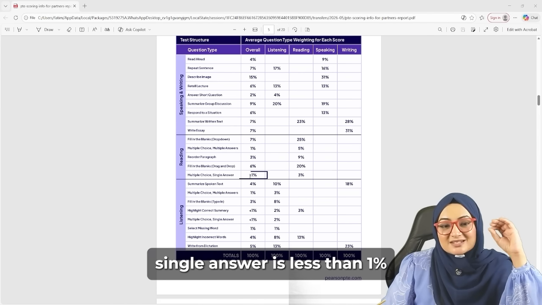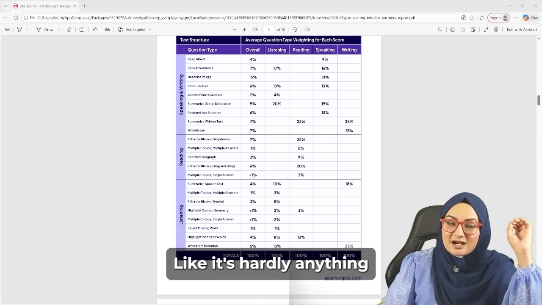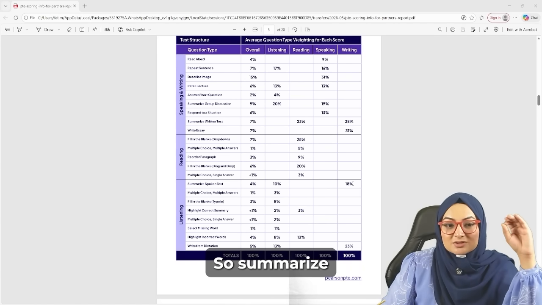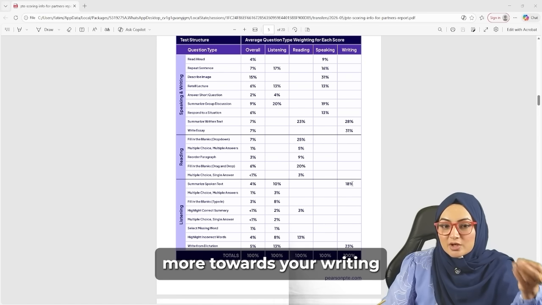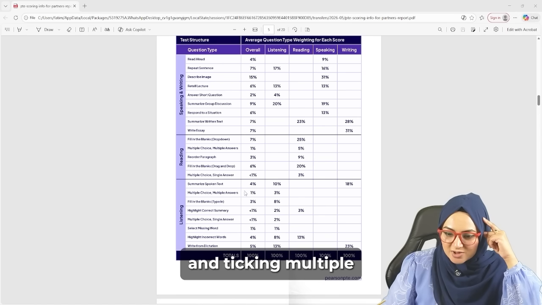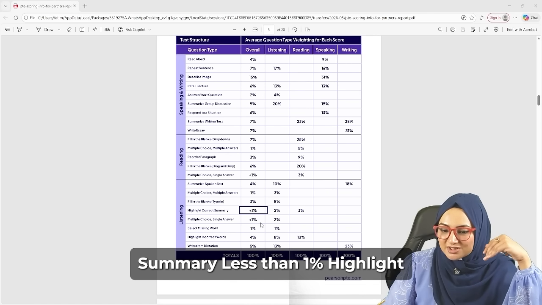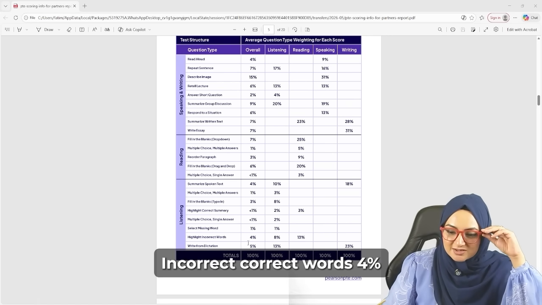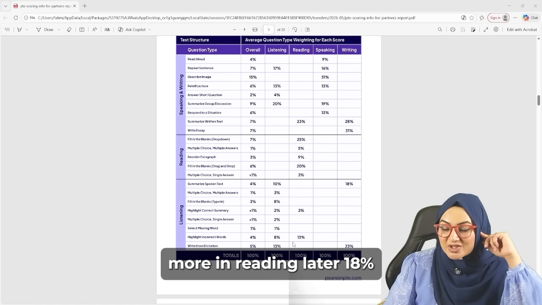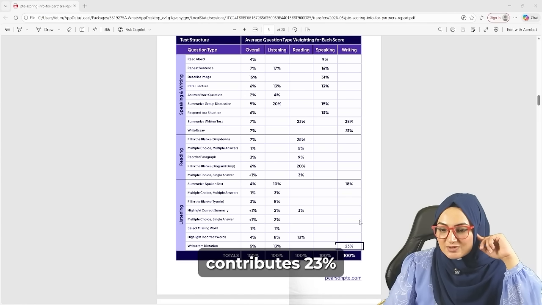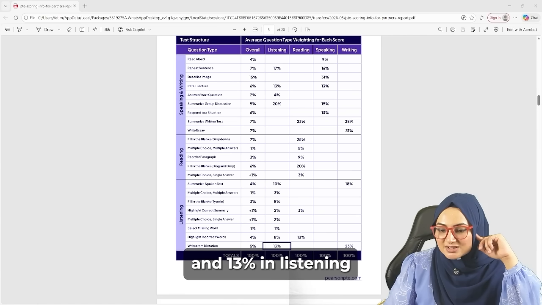Multiple choice single answer is less than 1%, like it's hardly anything. Summarize spoken text, 4%, 18% in writing. So summarize spoken text contributes more towards your writing than your listening, only 10% in listening. MCQ multiple answer, again 1%. Fill in the blanks, 3%. Highlight correct summary, less than 1%. Highlight MCQ single answer, less than 1%. Select missing word, just 1%. Highlight incorrect words, 4%, but it contributes more in reading, like 13%. Write from dictation contributes 23% in writing and 13% in listening.